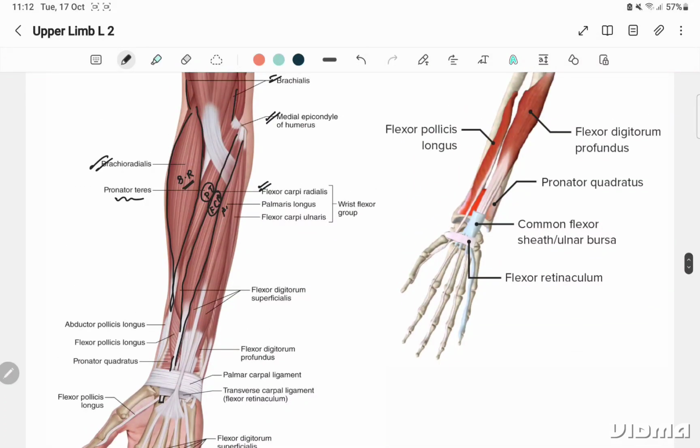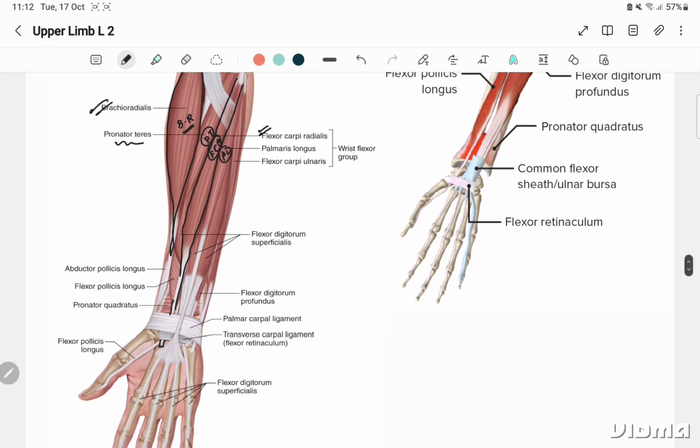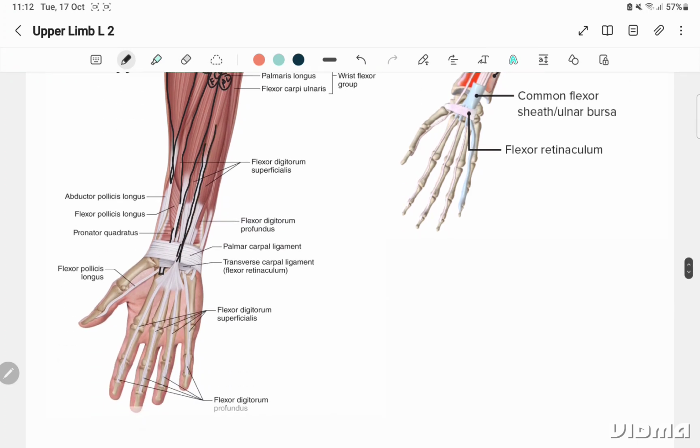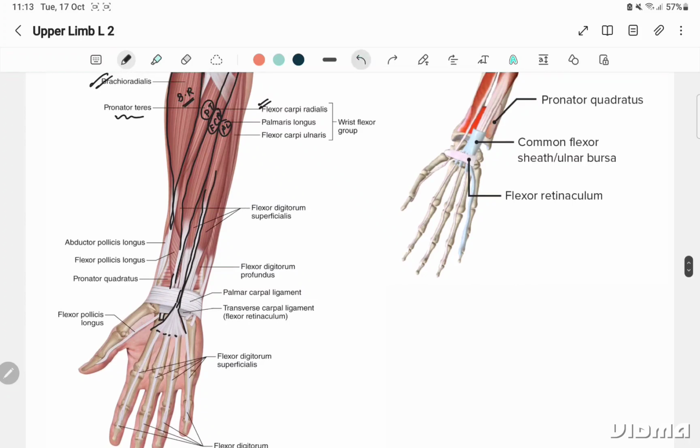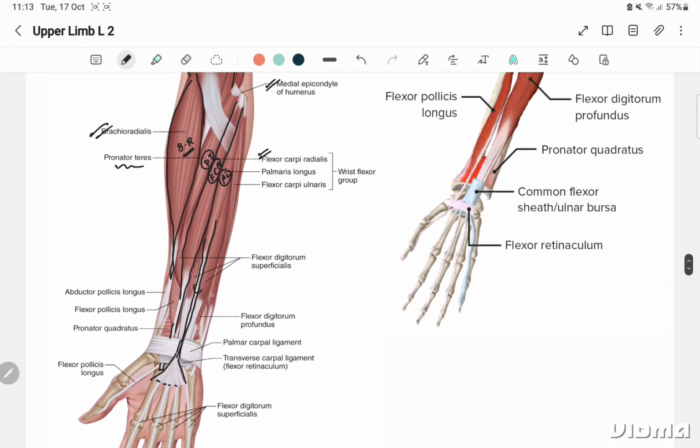Then we have the palmaris longus. The palmaris longus is a long tendon. The long tendon passes over the palmar carpal ligament and terminates here. This is the tendon of palmaris longus. This is a really long tendon. Then we have the flexor carpi ulnaris here. This is the flexor carpi ulnaris here on the ulnar side.